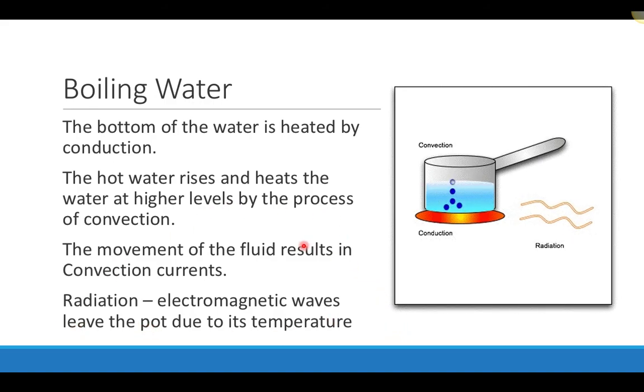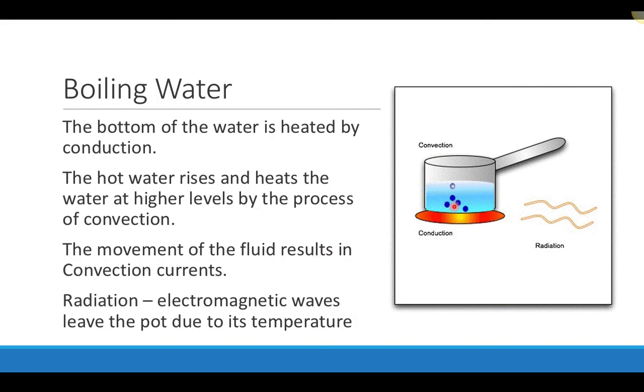I just wanted to show a summary picture of this with the boiling water. You've got a pot on a burner, and this shows all of the possible types of heat transfer. There's conduction due to the contact of the hot plate with the bottom of the pan, so there is energy transferred from the higher temperature hot plate into the pan.